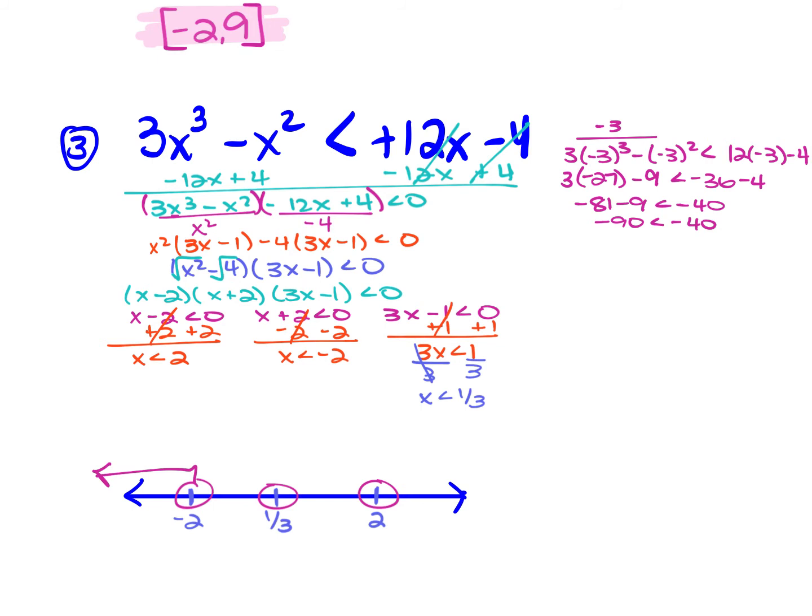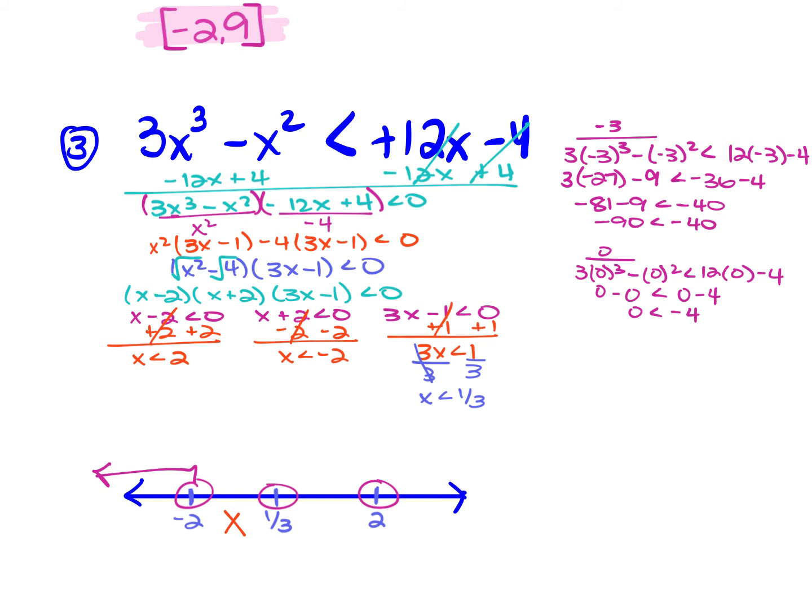Pick a number between -2 and 1/3. 0. Perfect. Easy. So we would have 3 times 0 cubed minus 0 squared is less than 12 times 0 minus 4. The 3 times 0 cubed is 0, minus 0 squared is 0 minus 0. 12 times 0 is 0 minus 4. So it's giving you 0 is less than -4. Is that true? No. So there should be no shading in between the -2 and the 1/3.